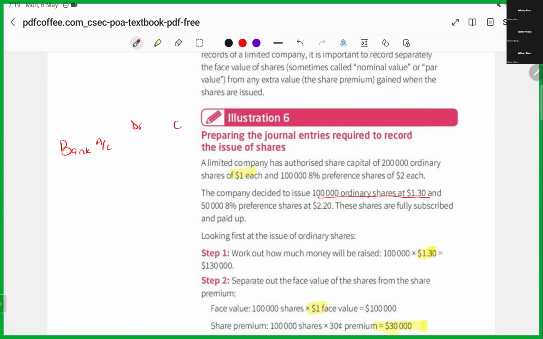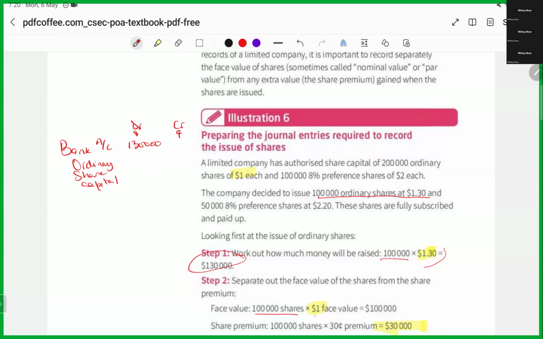So the journal entries are as follows. You debit bank with the full amount of money that you're getting, which would be what you worked out: the 100,000 times $1.30, which is 130,000. You debit bank with 130,000. And of course, we credit our ordinary share capital. Please specify which share capital you're working with. I don't have the space, so I'll write it like this. Ordinary share capital account is going to be credited with the amount issued at par value, which is going to be the separation that we did here.